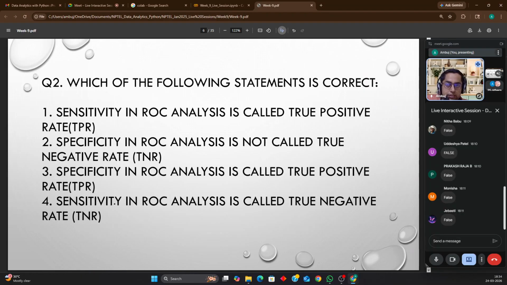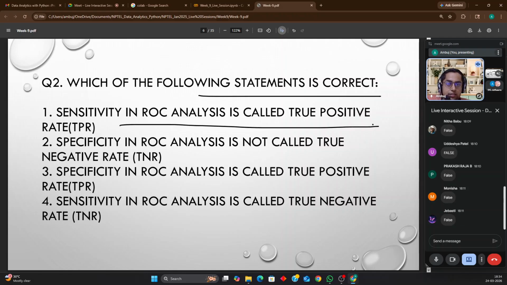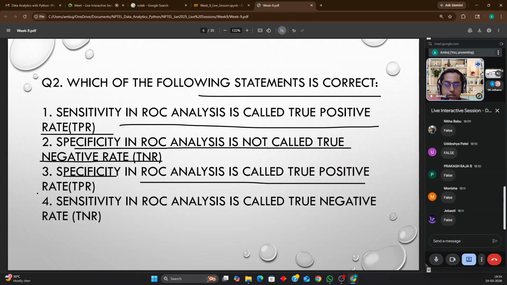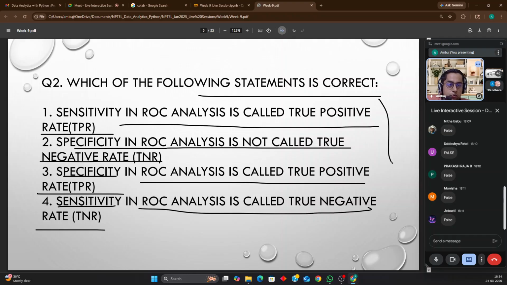Now moving forward to the second question. Which of the following statements is correct? Sensitivity in ROC analysis is called true positive rate. Specificity in ROC analysis is not called true negative rate. Specificity in ROC analysis is called true positive rate. Or sensitivity in ROC analysis is called true negative rate. Okay, this you try to tell me.